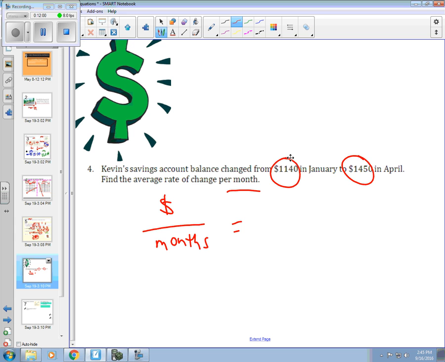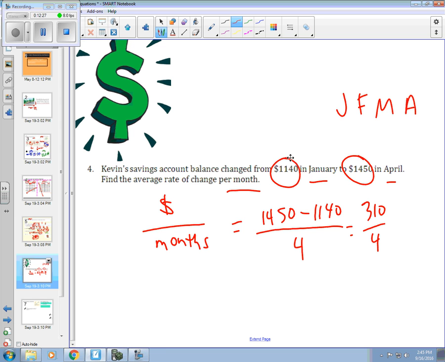The change in money would be subtracting these. Okay, the change in months, you're going to have to figure out, well, how many months is it between January and April? Well, you got January, February, March, April. Looks like it's 4 months. So now if you subtract these and divide, you're going to get $77.50 per month. That would be the answer. So average rate of change, you got to make sure you're finding the change on both top and bottom.